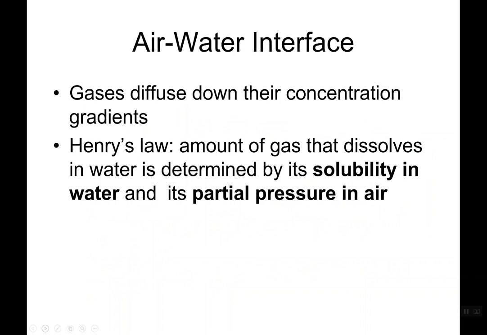All right, the air-water interface, and this brings us back to some of those laws. So Henry's law states that the amount of gas that dissolves in water is determined by its solubility, but also by its partial pressure in air, which is a big deal, as we just saw. But generally speaking, gases diffuse down their concentration gradients. So if I have a membrane, and let's say that red dots equals oxygen. In this picture, if this is my membrane, and I have more red dots over here and fewer down here, the red dots are going to go this way, right?